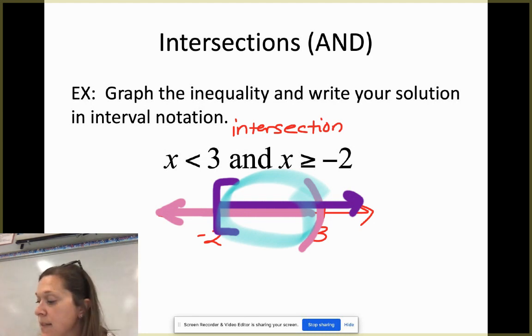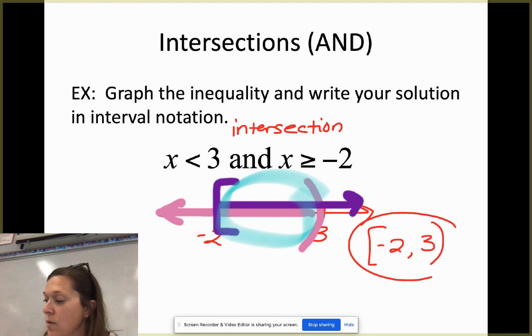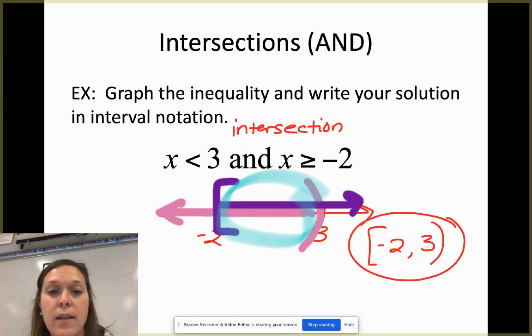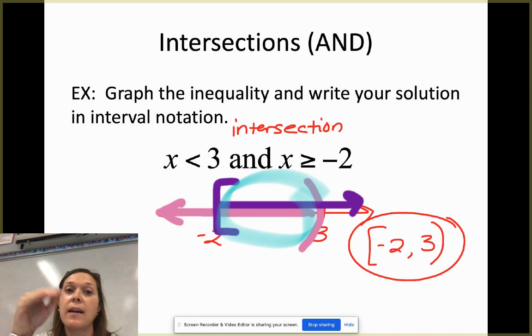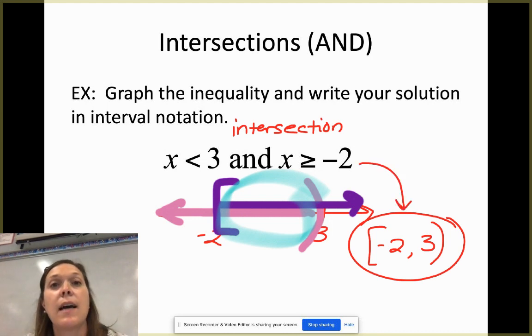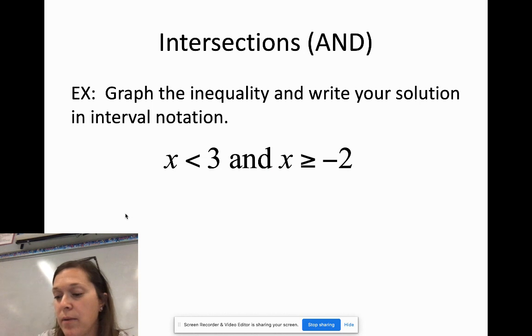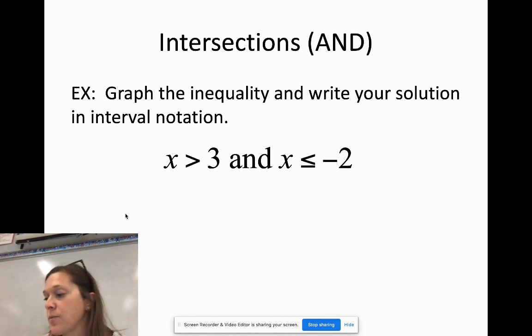Well, my lower bound is negative 2 with a square bracket, and my upper bound is 3 with a parenthesis. So writing out an intersection will look like this. So when I have my final results of x less than 3 and x is greater than or equal to negative 2, it's going to end up looking like this. Now, I highly recommend that you do graph all of your solution sets for all of these problems, because it's going to make it easier for you to find the actual solution. Okay, so let's keep playing around with this before we get to actual solving.